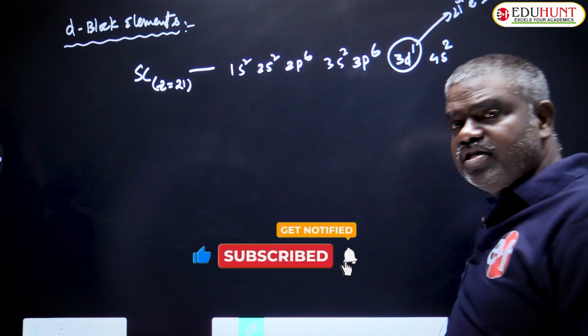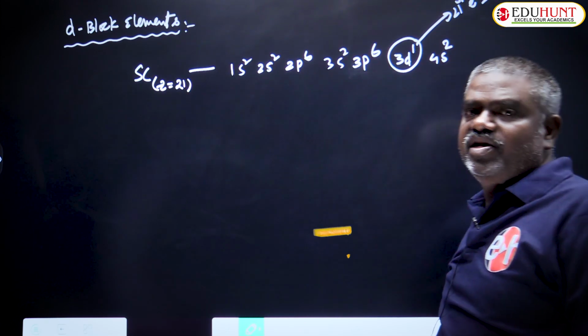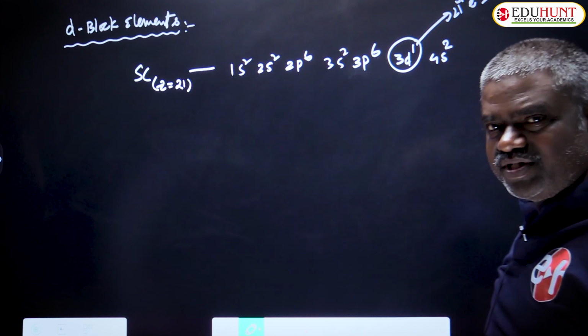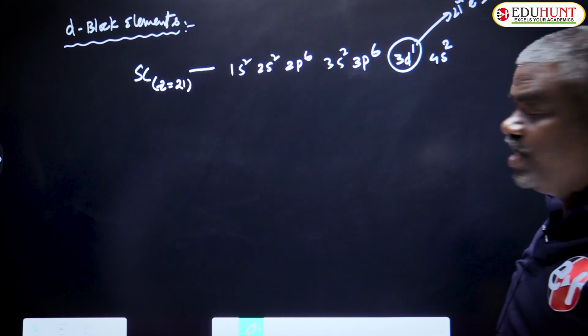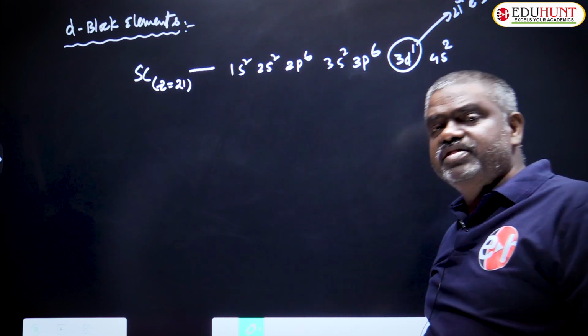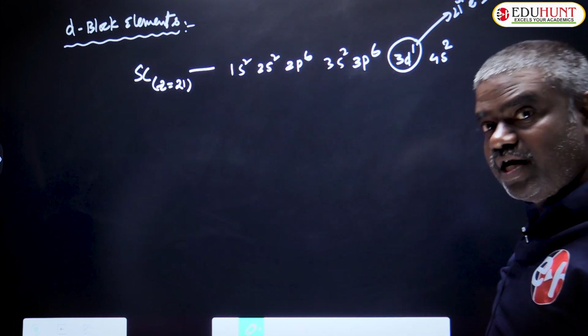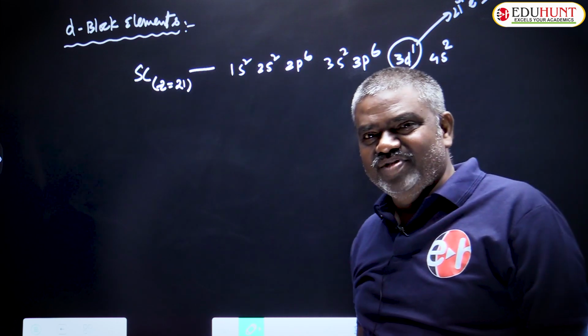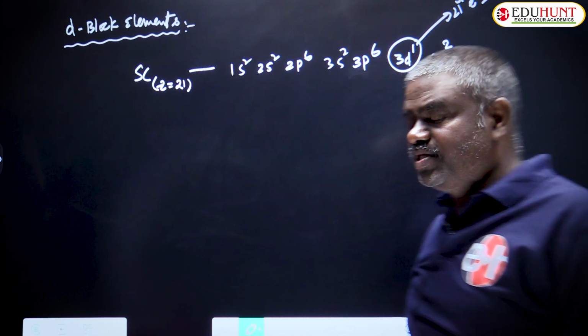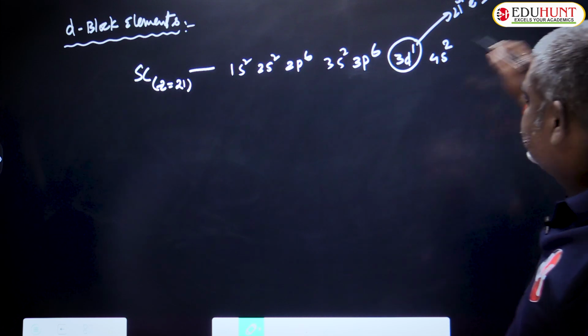So the 21st electron is present in which orbital? D orbital, that is 3d orbital. In the case of d orbital, the electrons are filled according to the energy levels of orbitals, already explained in atomic structure. After completion of 4s orbital, the electron enters into 3d.